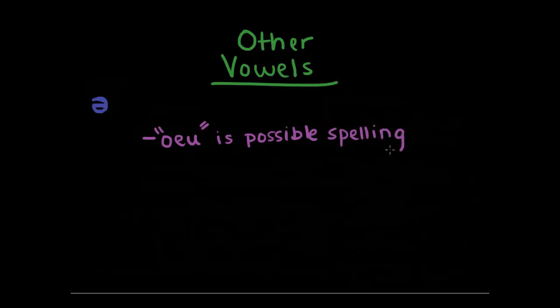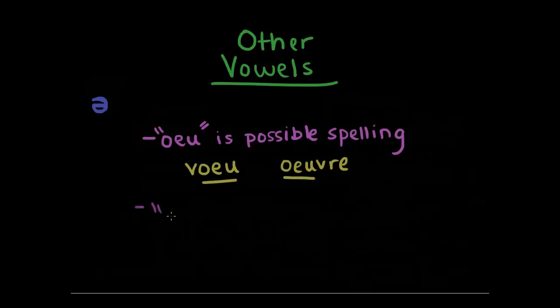and it happens in words such as vœu and œuvre. Two examples where this happens. Definitely not that common. So this is a possible spelling, but this is one of those separate spellings that French has for schwas. Very, very rare. So you're not going to run into this a lot, but just keep in mind that this is a possibility.